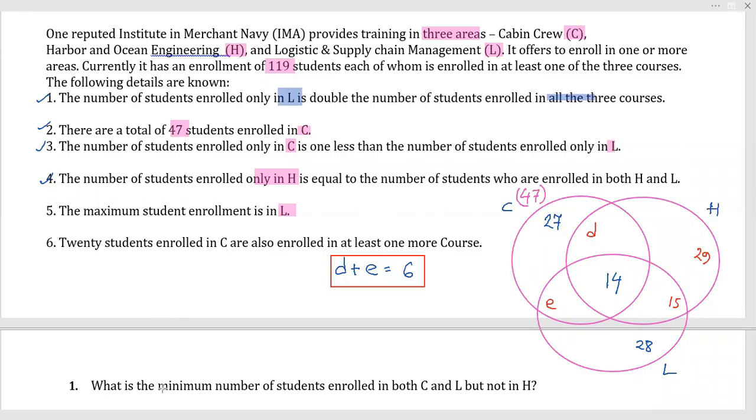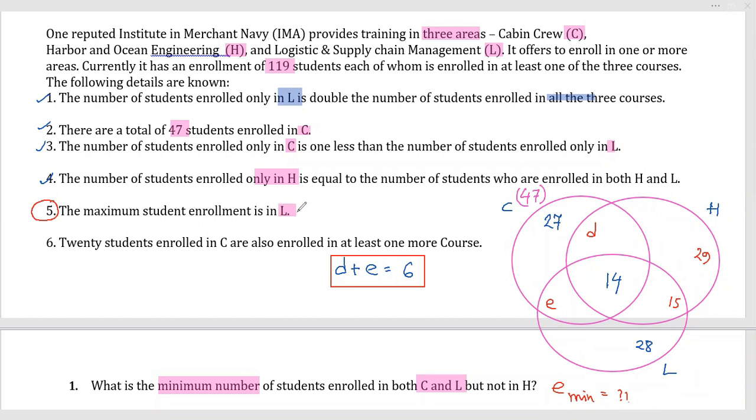Now, first question: what is the minimum number of students enrolled in both C and L but not H? C and L but not H. That means the question is nothing but E minimum is how much? Both C and L but not H. E minimum is how much? That is the question. Now to solve it, one of the points that has not been taken under consideration, that I have to do.